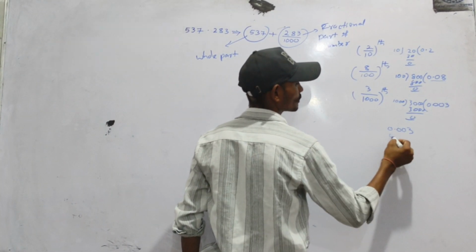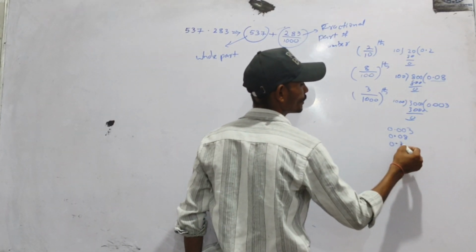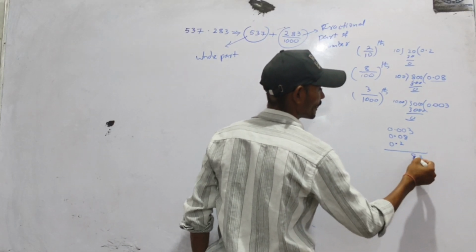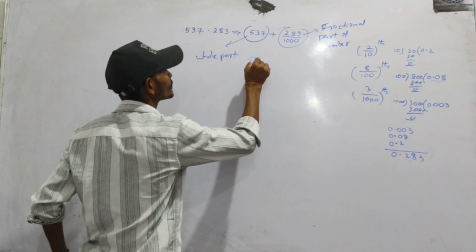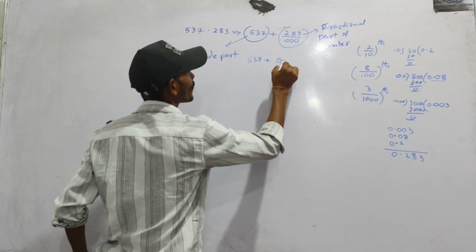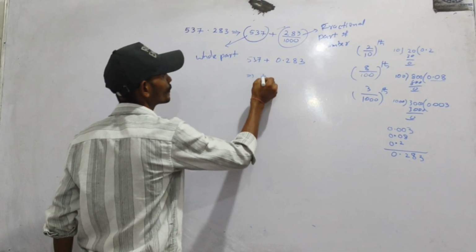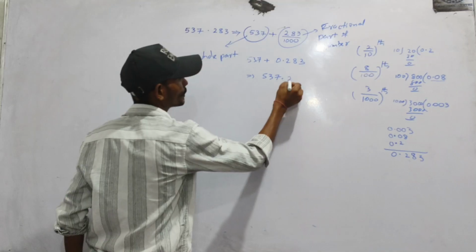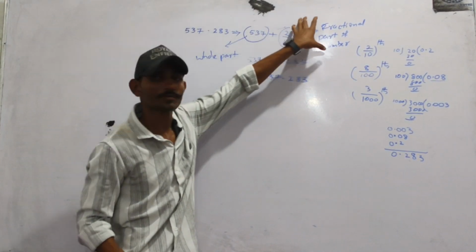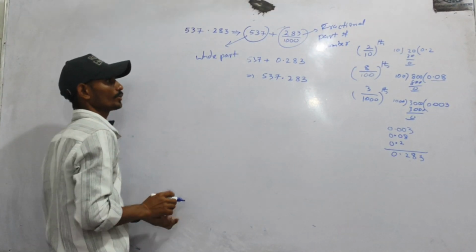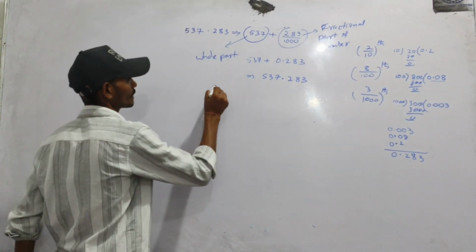Next, this part is 0.08. Next, this part is 0.2. So if you add 0.2, 0.08 and 0.003, what do you get? 537 plus 0.283. In this condition when you add, you get 537.283. That's why we call this the whole part and this the fractional part. After the decimal point, you write 10th, 100th, 1000th, 10,000th parts. Okay? Next, one more.